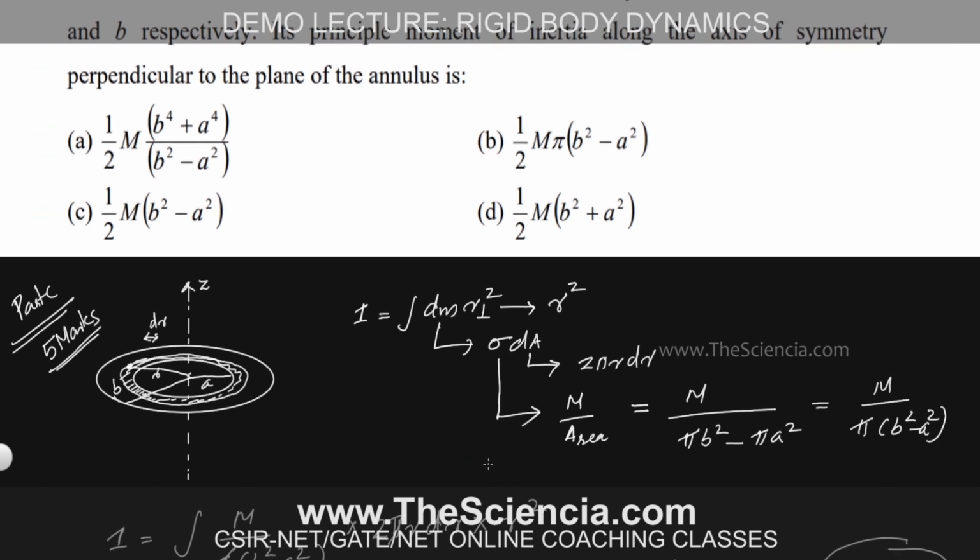It's very easy, but you need to know all these small things. You have to know what is dA, you have to know what is sigma. These are school level concepts, sigma, dA and all. If you know all those things, then you can easily solve this kind of problems.